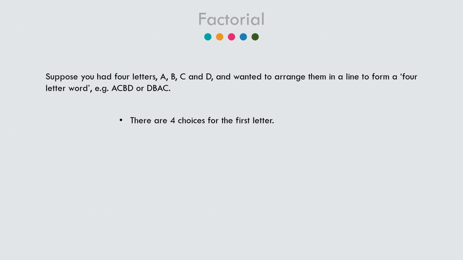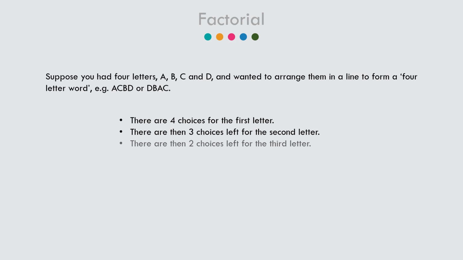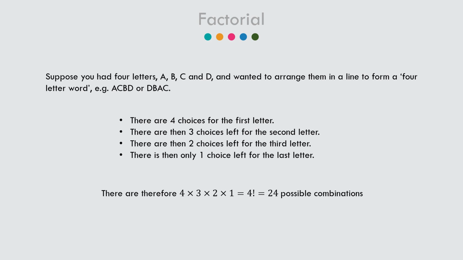There are 4 choices for the first letter. There are then 3 choices left for the second letter. There are then 2 choices left for the third letter. Then there is only 1 choice left for the last letter. Therefore, there are 4 multiplied by 3 multiplied by 2 multiplied by 1, which is the same as 4 factorial, which means that there are 24 possible combinations. Take a look at your calculator. You should be able to see a button marked x factorial. We can use this from now on, instead of multiplying out all the numbers one by one.